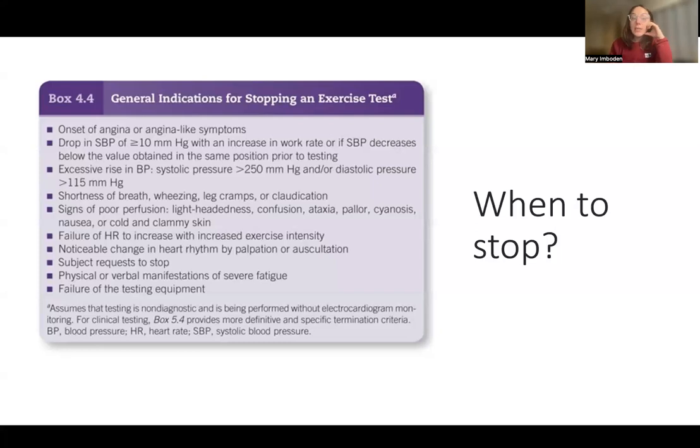Failure of heart rate to increase with increased exercise intensity, any notable changes in heart rhythm. If we're seeing some arrhythmia, like multiple PVCs coming more frequently, we might stop the test. And it really does depend on the clinic too. First, what's the purpose of the test, as well as are we in a clinic that has medications available if something were to happen, as well as maybe a physician on site. And if the patient or participant wants to stop the test, or any faulty testing equipment, those are all important factors too.